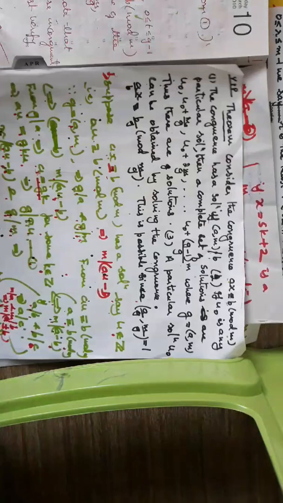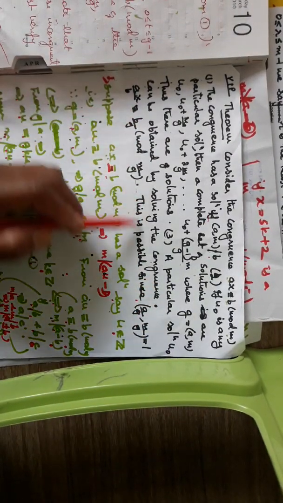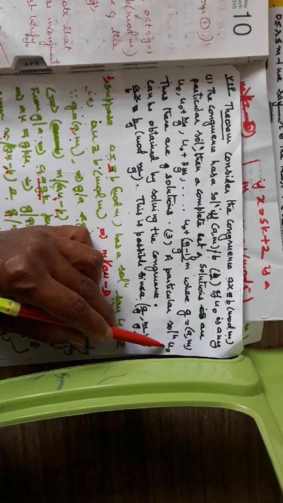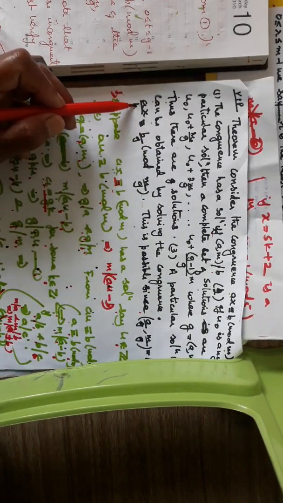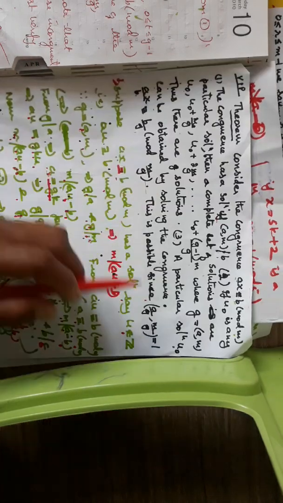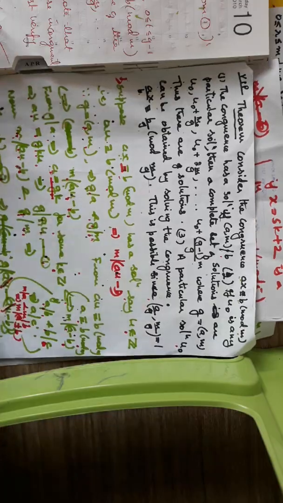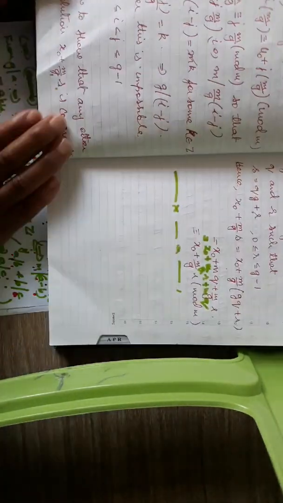Now the third part of the theorem is that any particular solution u naught can be obtained by solving this. How to obtain it? It can be obtained by solving the linear congruence (A by G) into X congruent to B upon G modulo M by G, and this is possible since the GCD of A by G and M upon G is equal to 1. So let me just straight away discuss this from the notes itself.